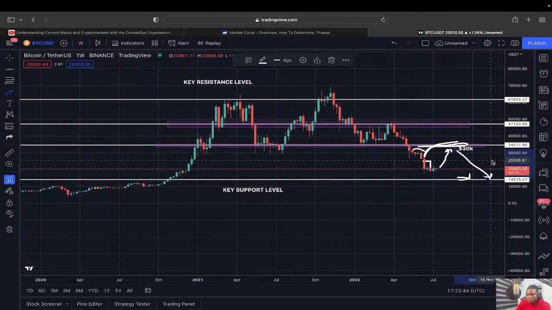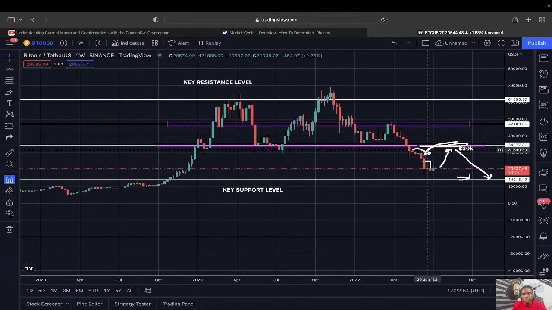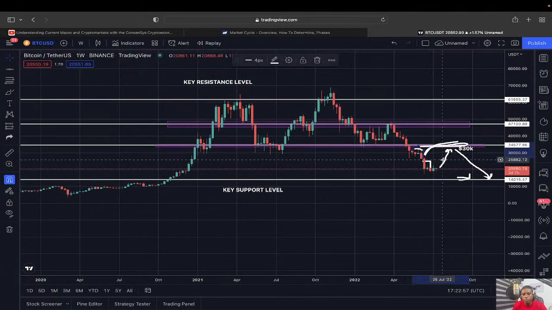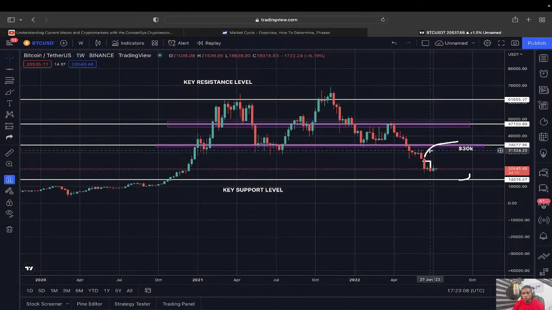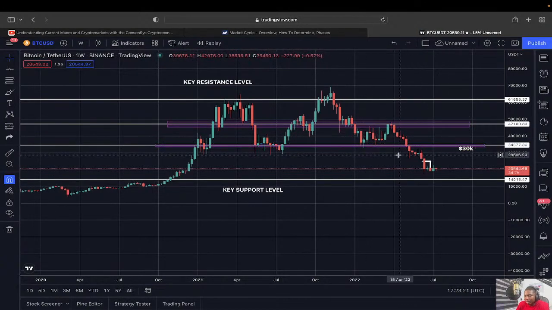So hence the price might be rejected and further fall in price would be seen. Okay, that's how a pullback works. All right, that's how a pullback works. So here now in this BTC analysis that we are doing, we know that the price has broken through the 30K region.